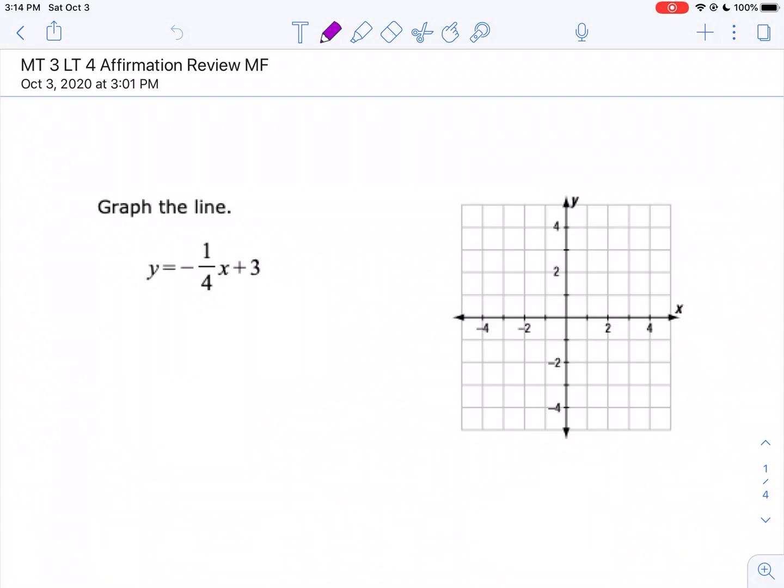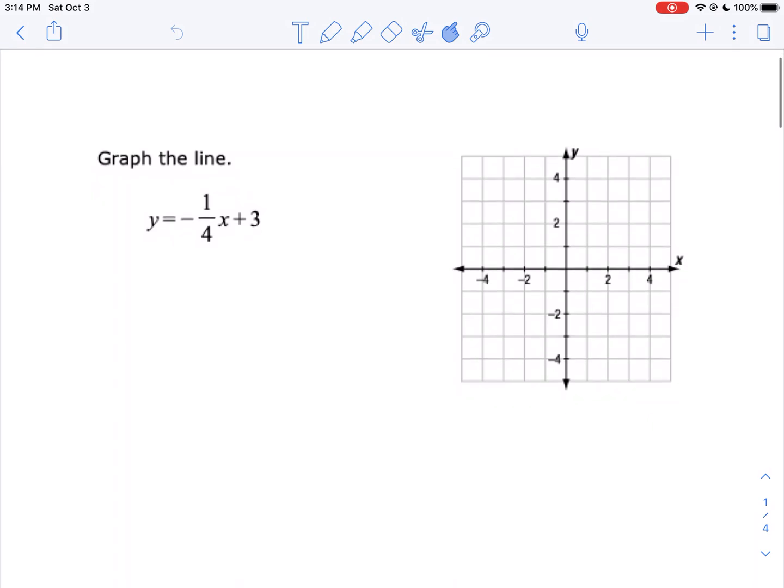Hello, we're going to take a look at your MT3 LT4 affirmation right now. What we're going to go over really isn't how to graph, which I think you know how to do. What I don't think you understand is what it means for a fraction to be negative.